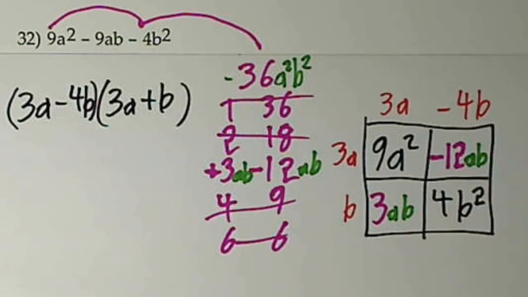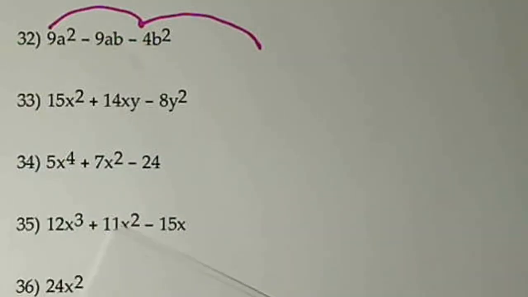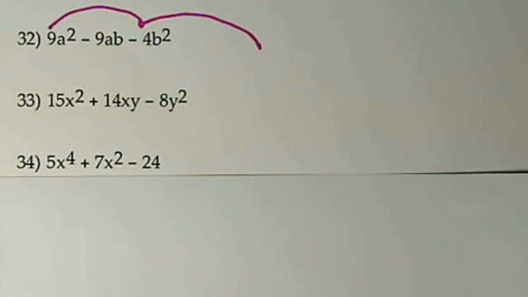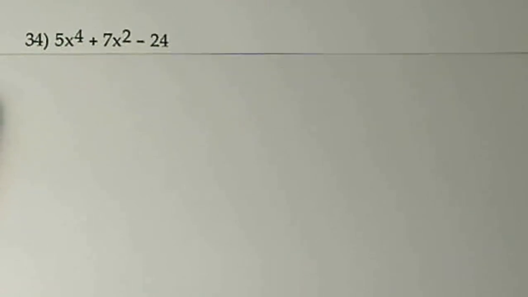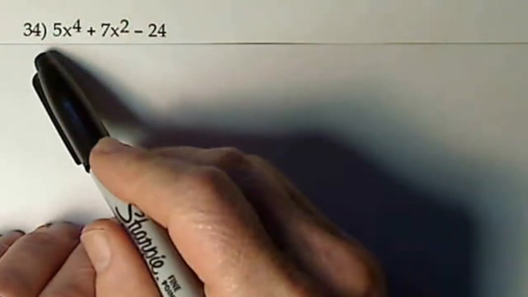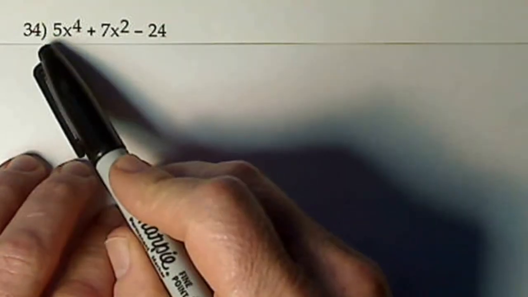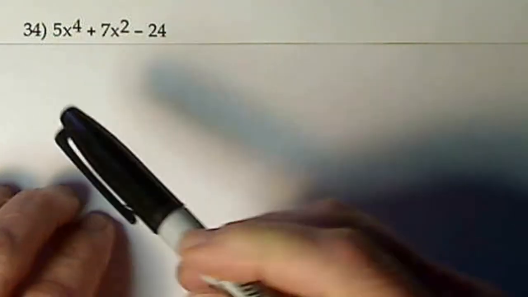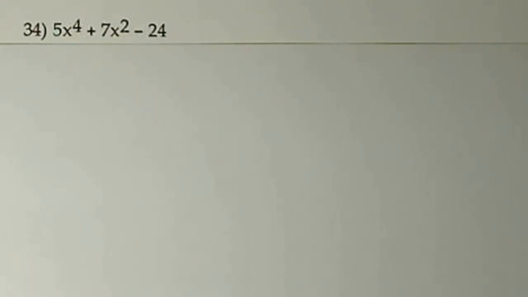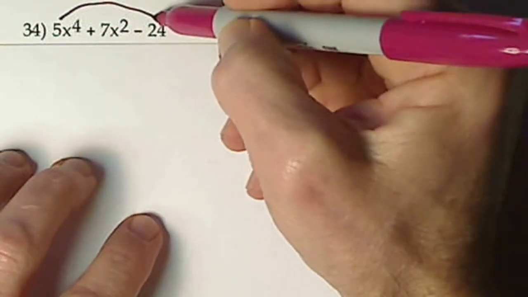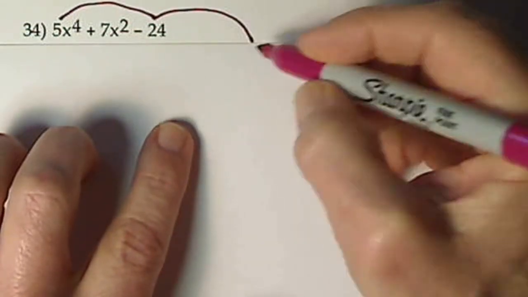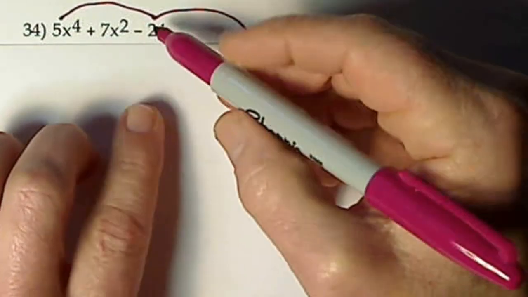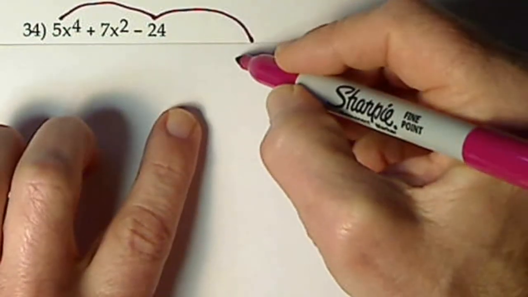And the next one we're going to take a look at is number 34. GCF, no. You have 2 terms, no. 3 terms, yes. And there's something in front of the first term. So you multiply 5 times your negative 24. I don't usually bother with the sign at this point. So 5 times 24 would be 120.